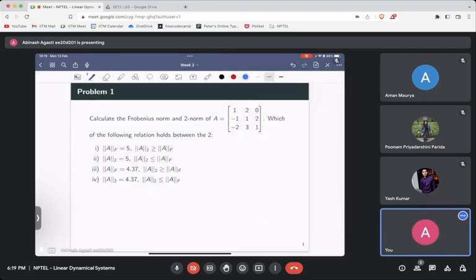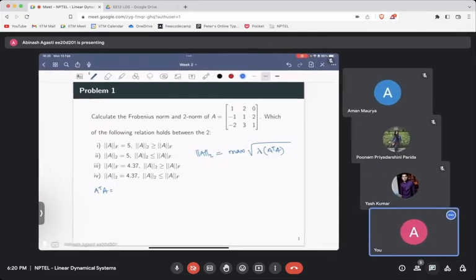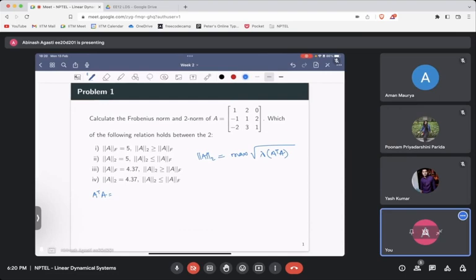Now we want to find out the two norm. For that we need to find out the eigenvalues of this matrix. So, in fact, the eigenvalues of A transpose A. So, what is A transpose A? Can you please answer if anyone has done this? Okay, let us just do it.